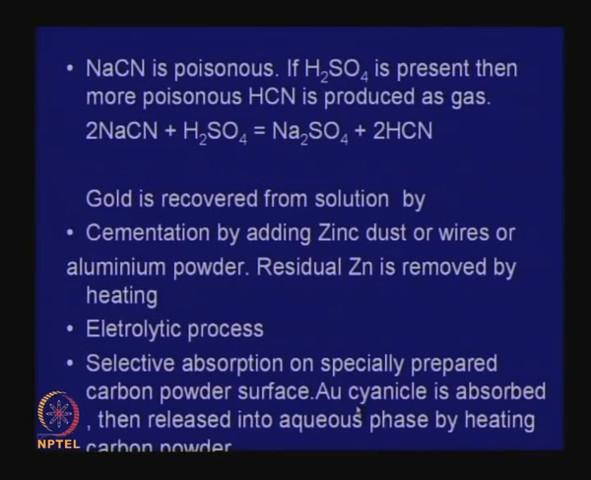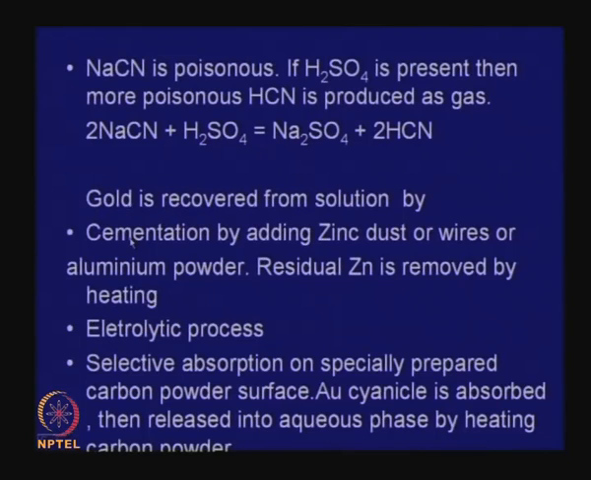Before that, again I will go back to the word of caution I mentioned. NaCN is poisonous. If there is any acid anywhere, then poisonous HCN gas is produced, and this is a dangerous gas. Now, once gold has been taken into cyanide solution, gold can be easily taken out by cementation. You know about cementation now.